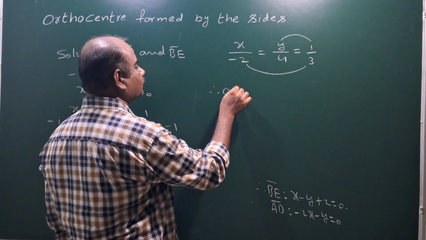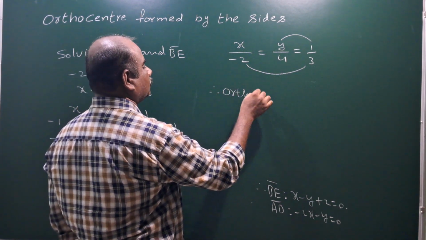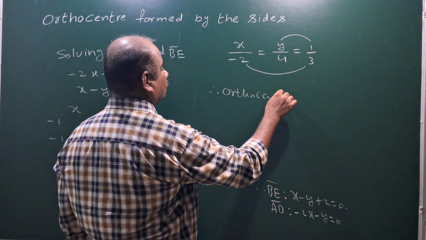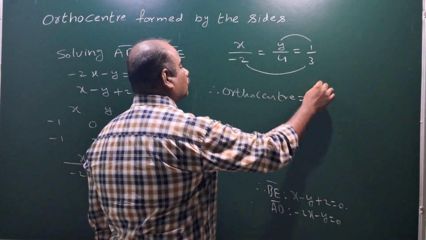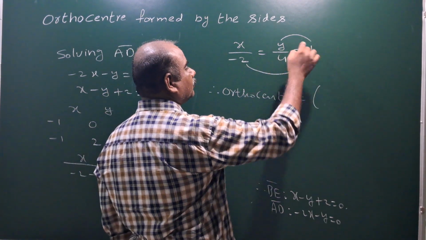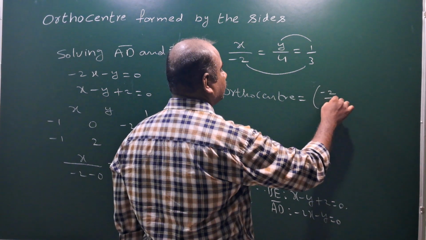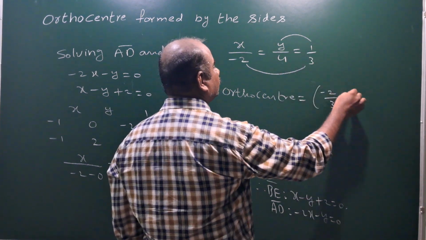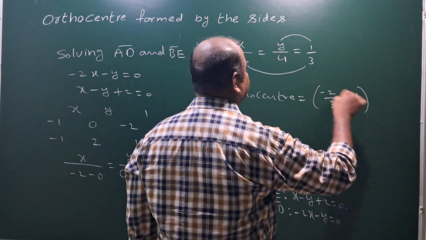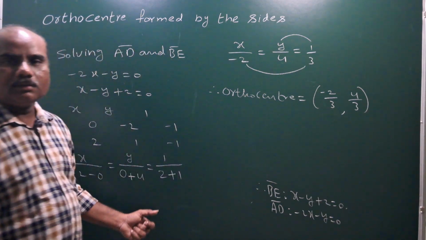Therefore, the orthocenter is x equal to minus 2 into 1 by 3, that is minus 2 by 3, and y equal to 4 into 1 by 3, that is 4 by 3. Okay, finally this is the answer. Okay, thank you.